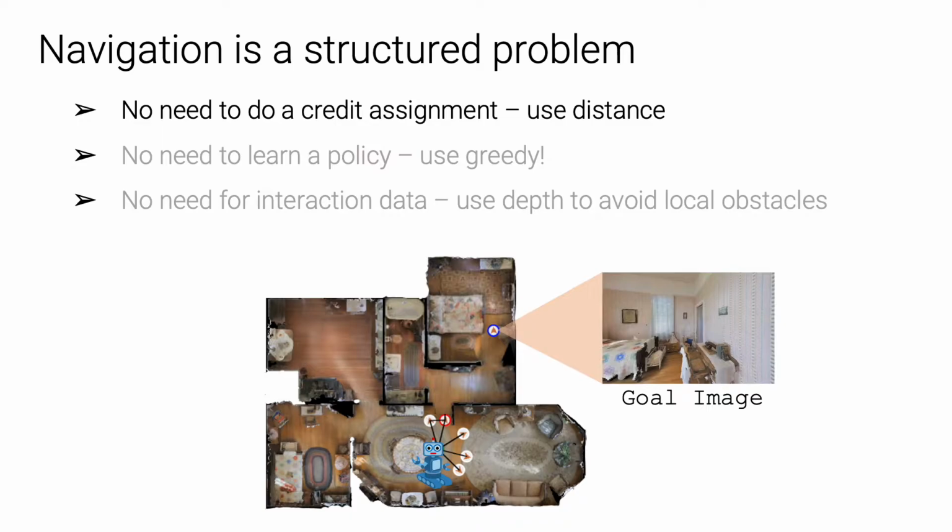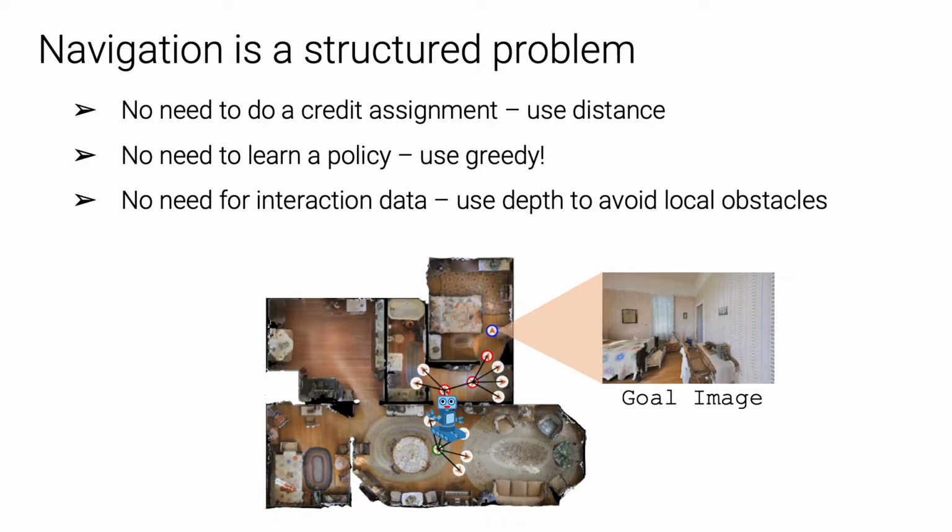Unlike RL, we do not need to do credit assignment. We can instead directly predict distance to goal for areas in the exploration frontier. Additionally, we do not need to learn a policy. We can instead use a greedy policy where the agent selects to go in the direction which minimizes its predicted distance to the goal location. Additionally, we do not need interaction data to learn to avoid collisions. We can simply use a depth-based policy to avoid local obstacles.